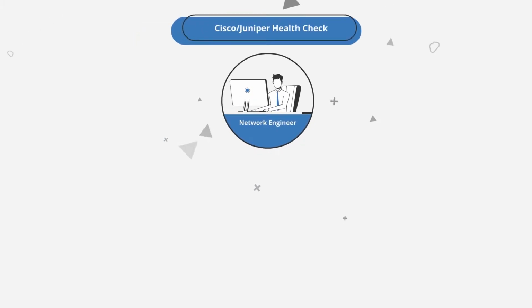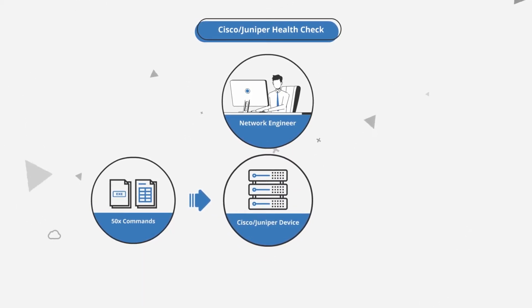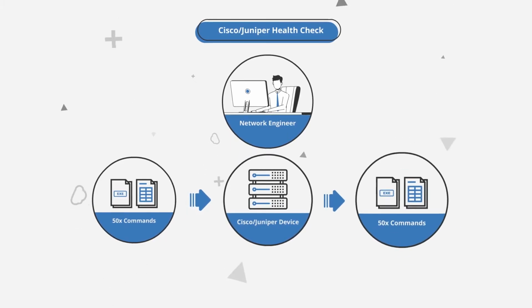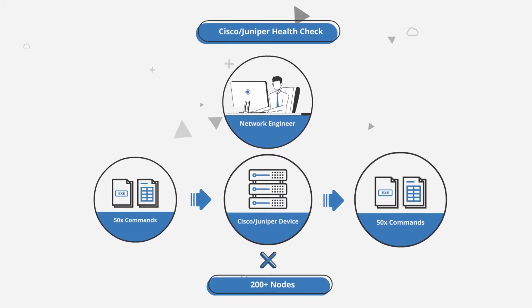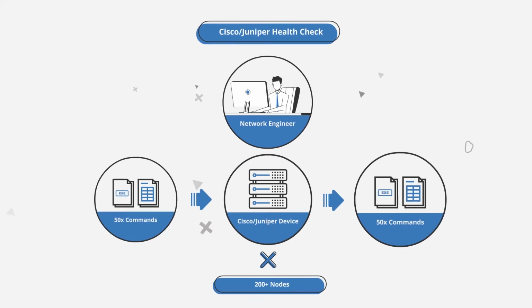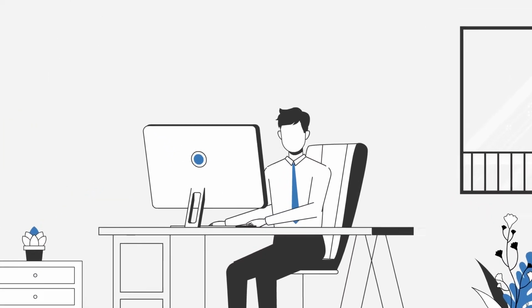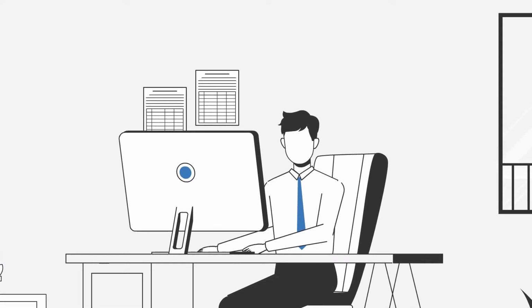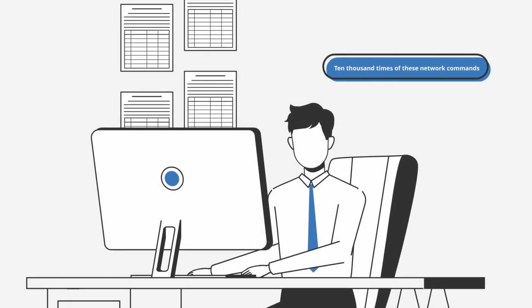He starts by copying more than 50 network commands one by one from an Excel sheet, pasting the commands into the CLI window of the Cisco or Juniper devices, and then copying the returned results back into the Excel template before submitting the report. This process took place monthly across more than 200 nodes, which means that every month, the majority of network engineers' time was spent copying and pasting these network commands over 10,000 times.